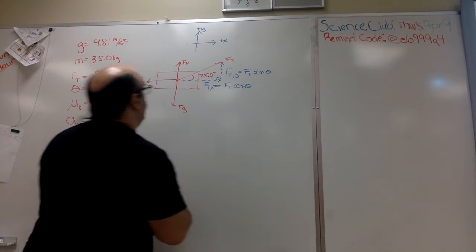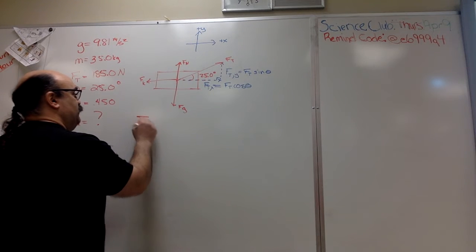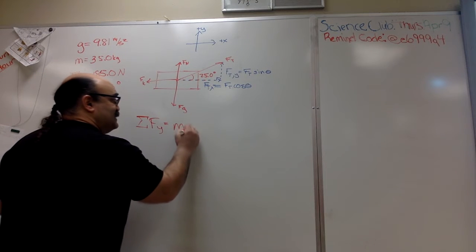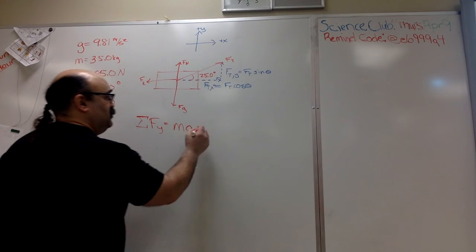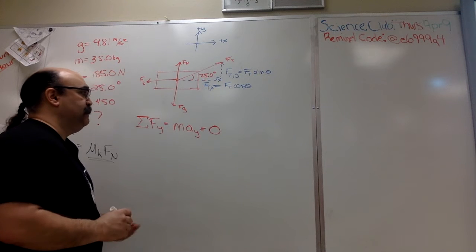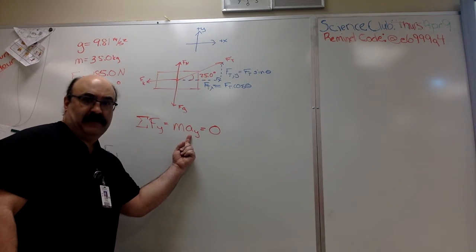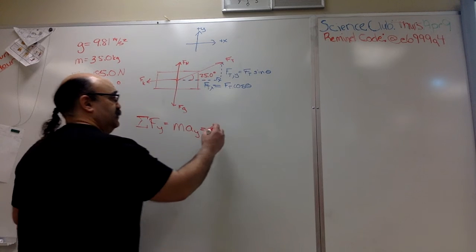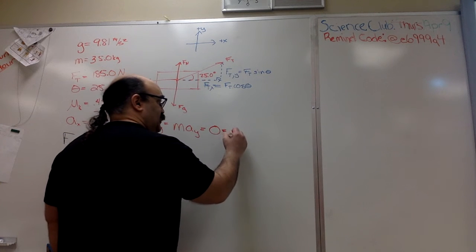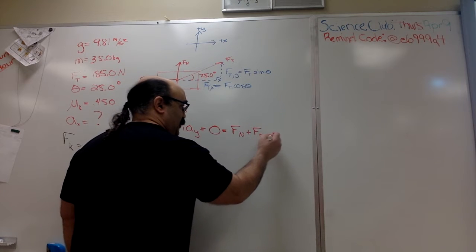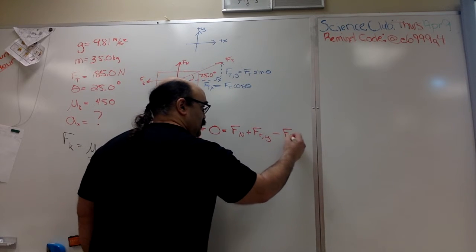Okay, my forces in the y direction. The sum of the forces in the y direction is equal to the mass times the acceleration in the y direction, which in this case is 0. The mass is not 0, so it must be the acceleration that is 0. This must equal, well, we have the normal force plus the force due to tension in the y direction minus the force due to gravity.